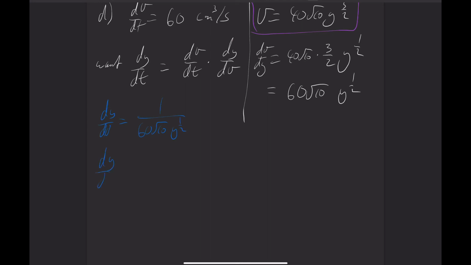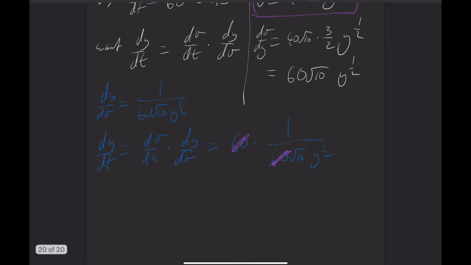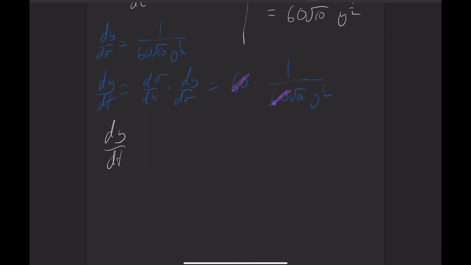So dy/dt is dV/dt times dy/dV. That's terrible, so there's this one, I'm going to fix that. So that becomes 60 times 1 on 60 root 10 y to the half. And these 60s cancel really nicely. So I get dy/dt equals 1 on root 10 y to the half.